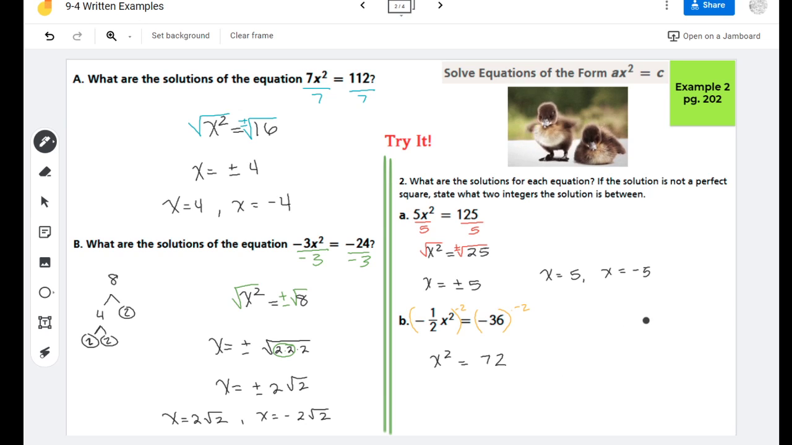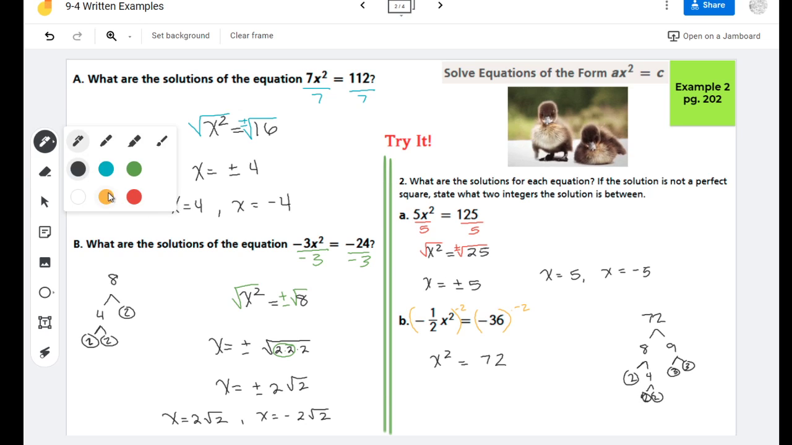Now that number is pretty big for when I go to take that square root. So let's go ahead and break apart 72. I know I have 8 times 9. 9 is 3 times 3. 8 is 2 times 4. And 4 is 2 times 2.